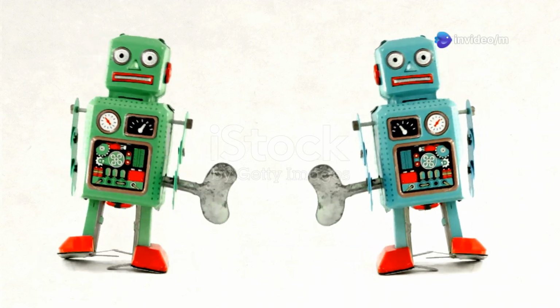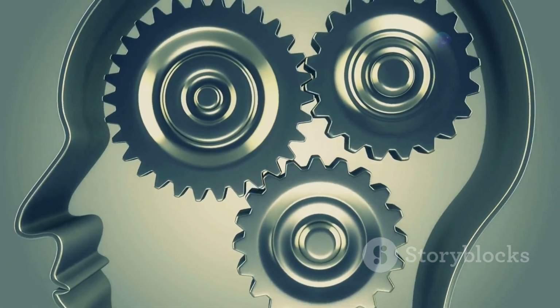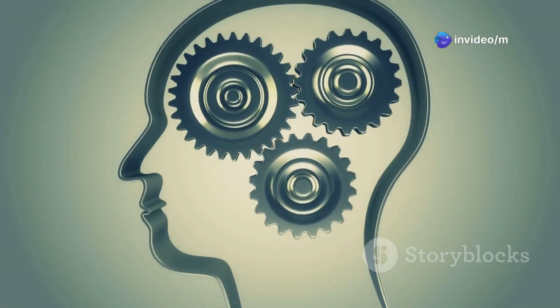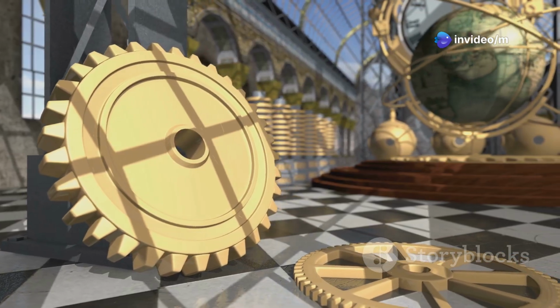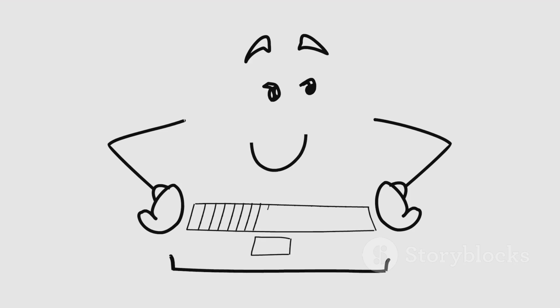Hey there, science fans. Today we're diving into the fascinating world of automata theory. Imagine machines that think, well, sort of. Automata theory is all about abstract machines and how they solve problems. These machines, called automata, follow a set of rules to process information. They're like tiny computers with a specific purpose.